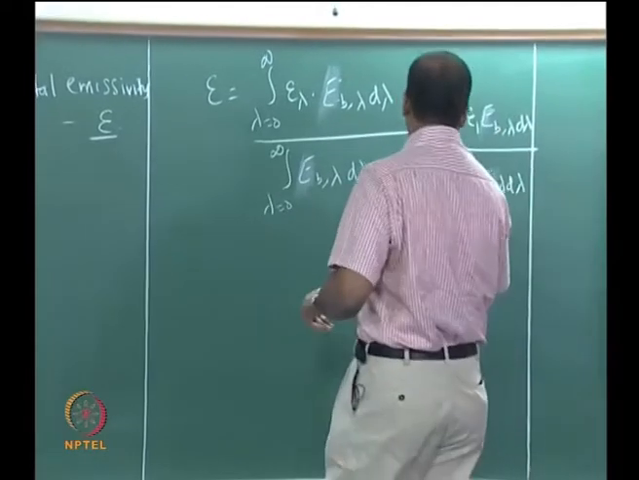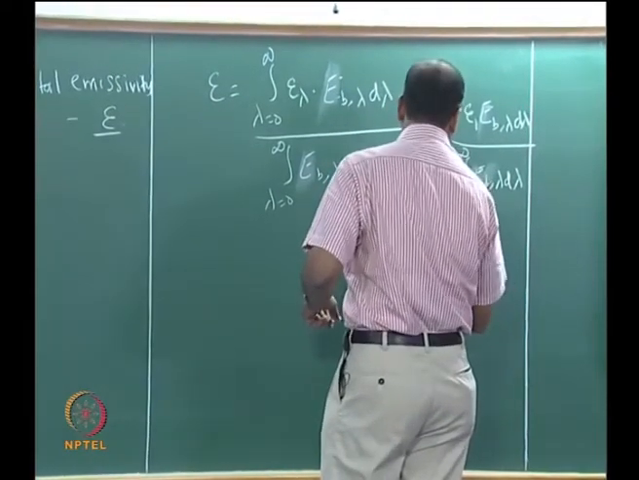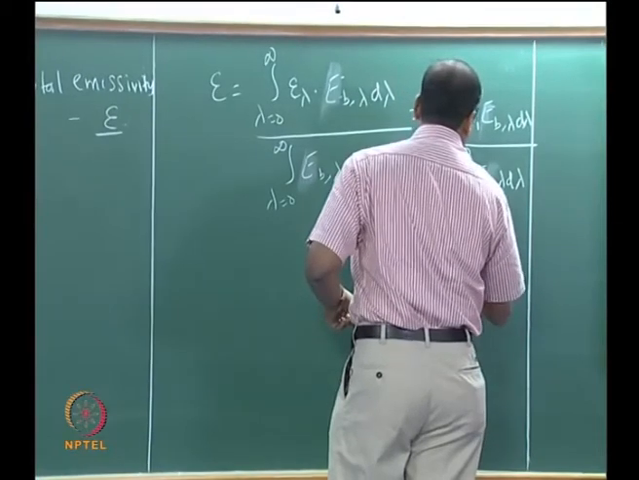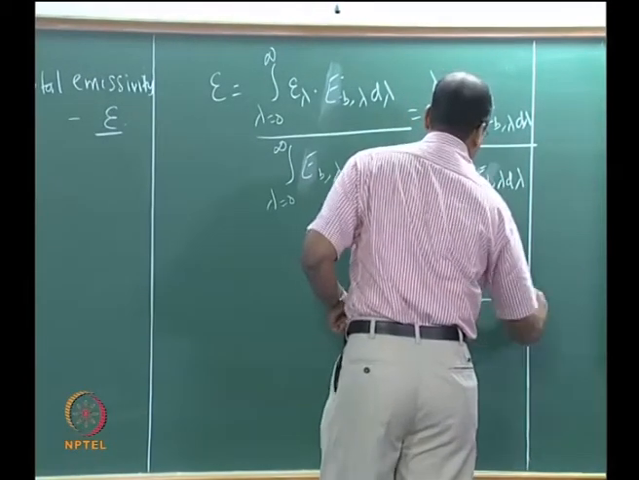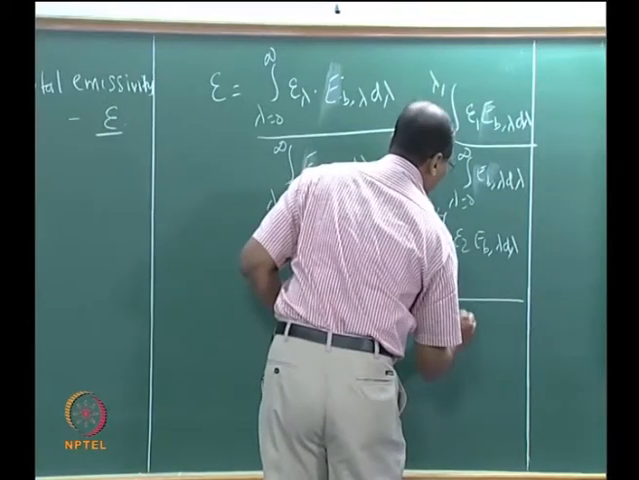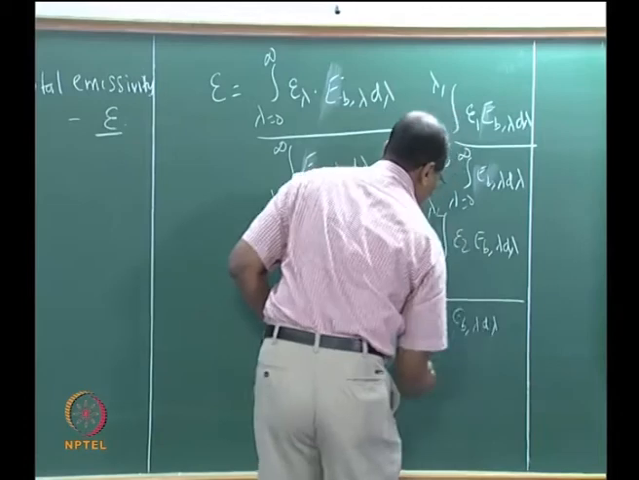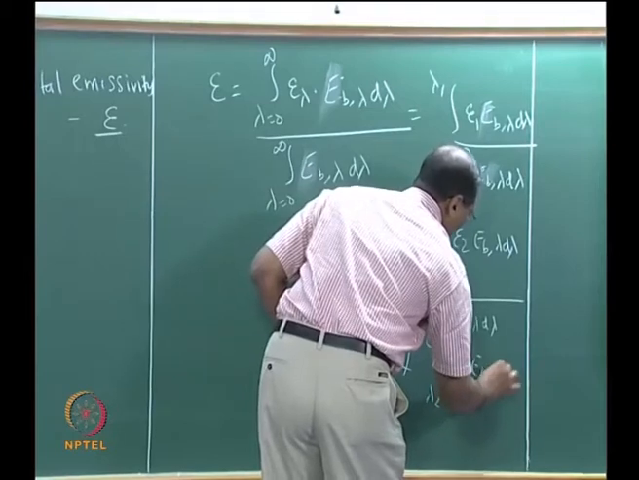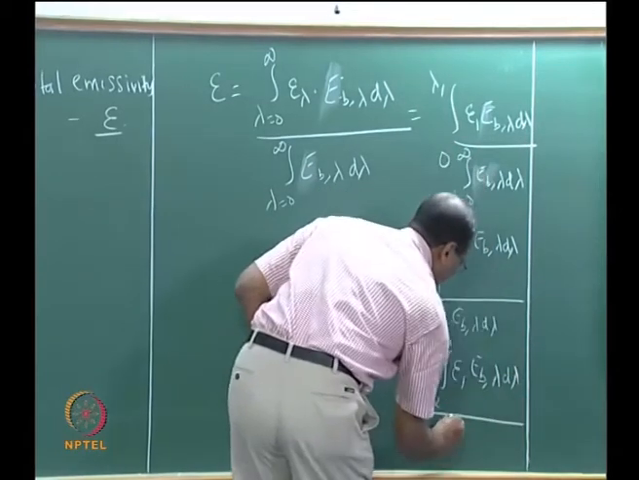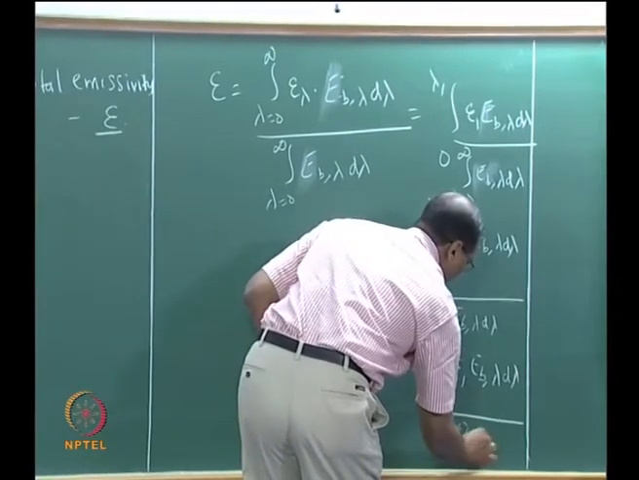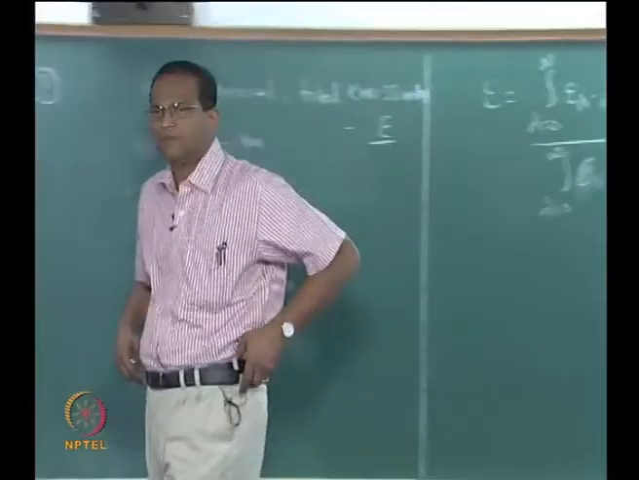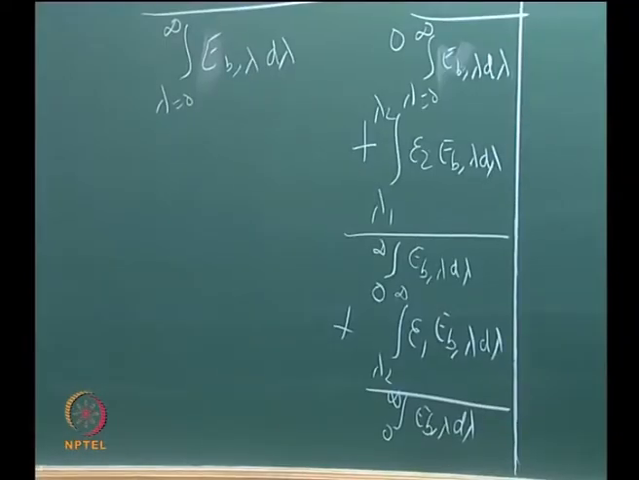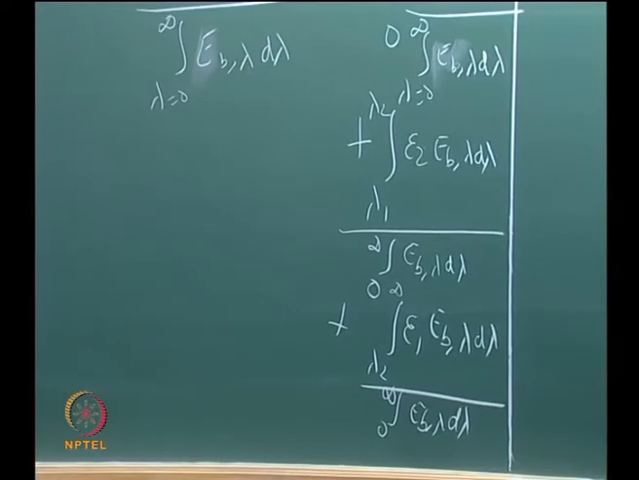Okay, so plus lambda 1 to lambda 2, plus lambda 2 to infinity epsilon 1. Yeah, please look at this formula. There are three terms. Epsilon 3 I have put epsilon 1. Epsilon 1 equal to epsilon 3.